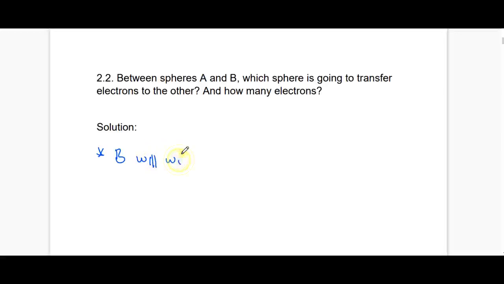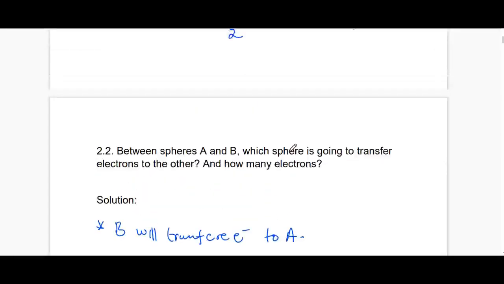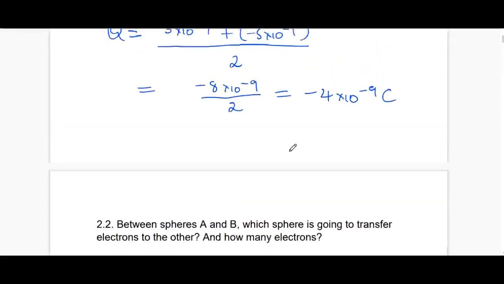B will transfer electrons to A. Excuse me, the app I am using is not really good in terms of writing. Okay, and then they're asking how many electrons will be transferred from B to A.